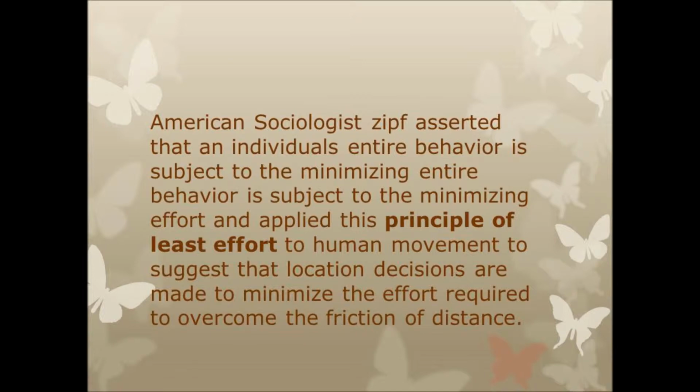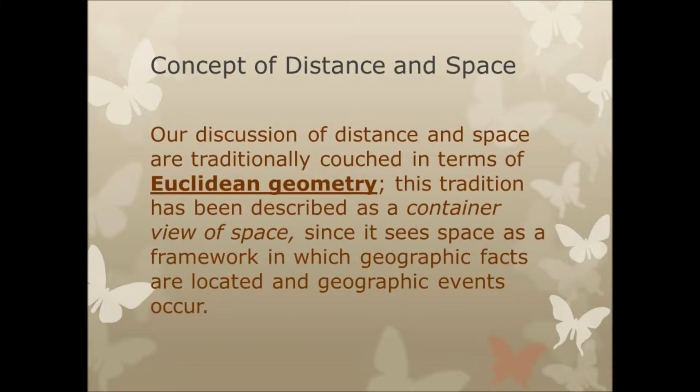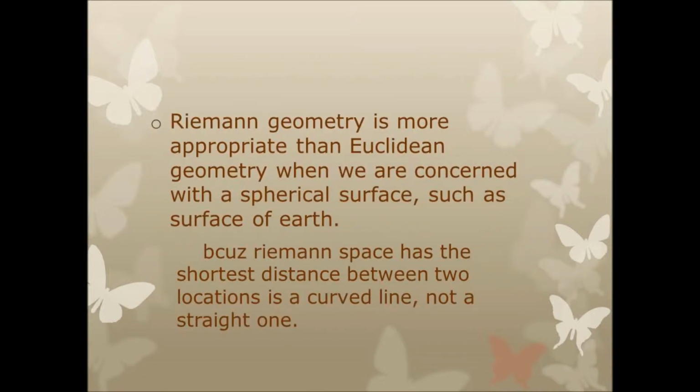Our decisions of distance and space are shaped by Euclidean geometry, and this tradition has been described as a container view of space because it sees space as a framework in which geographic facts are located and geographic events occur. When we are concerned with the spheroidal surface, that is the surface of the Earth, Riemannian geometry is more appropriate than Euclidean geometry because in Riemannian space the shortest distance between two locations is a curved line, not a straight one.